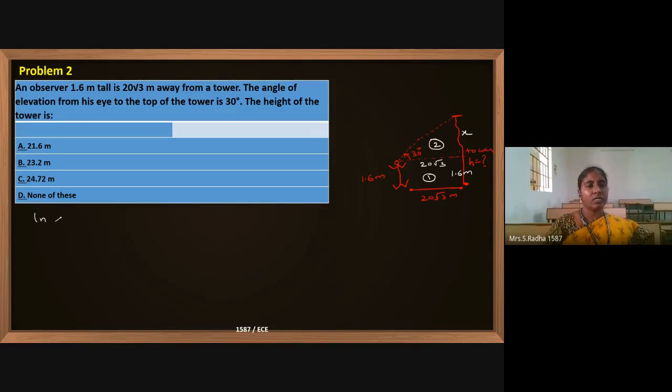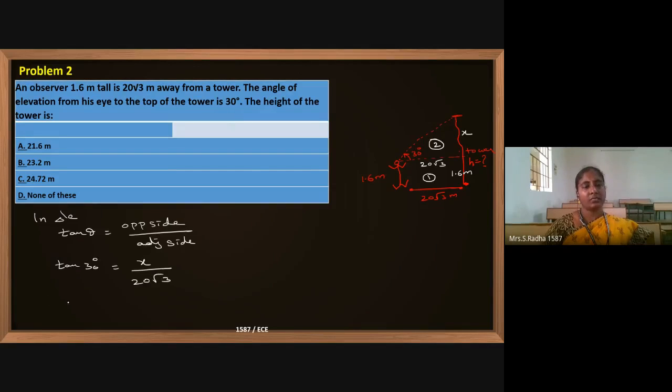So in the triangle, you have the angle and the adjacent side. The opposite side is x. If you take tan theta, it is opposite side by adjacent side. The angle is already given, tan 30 degrees. The opposite side we are assuming x. The adjacent side is 20 root 3.